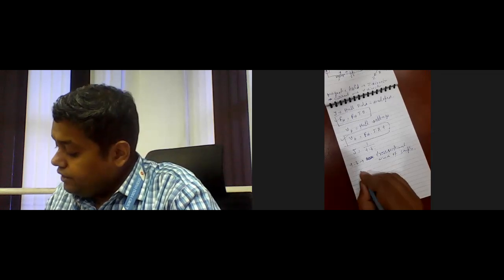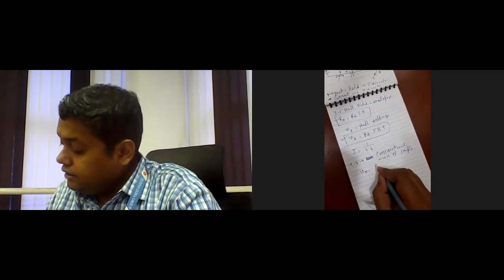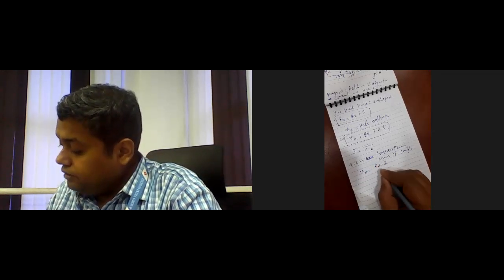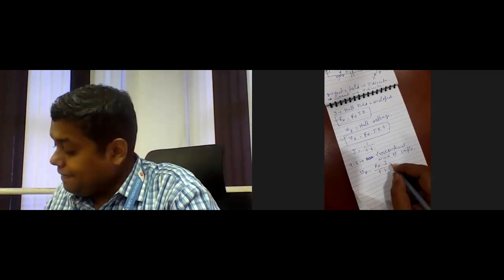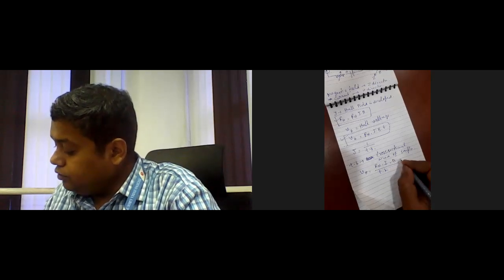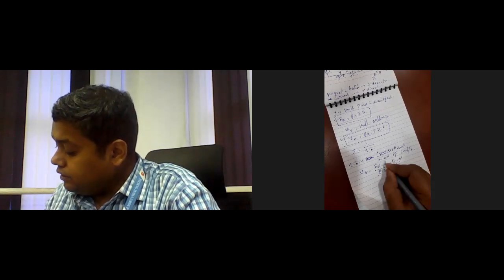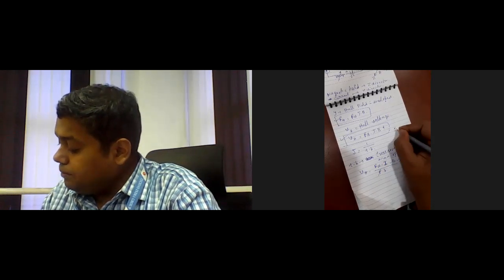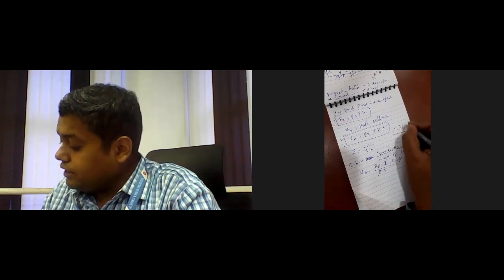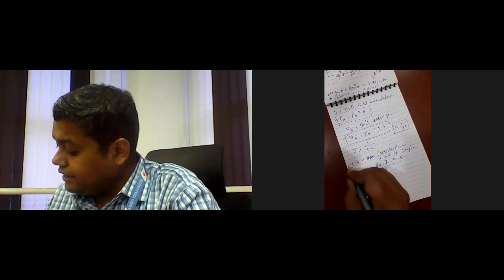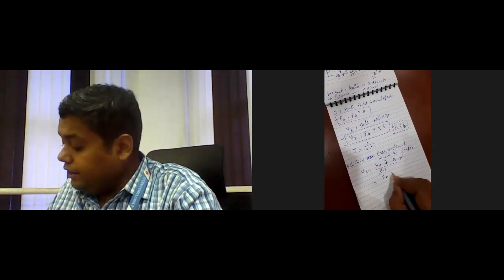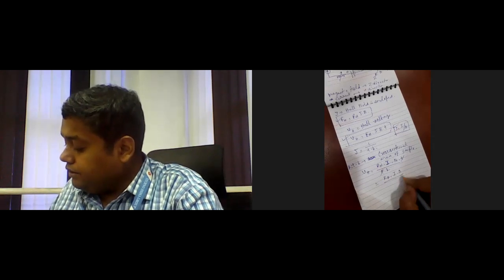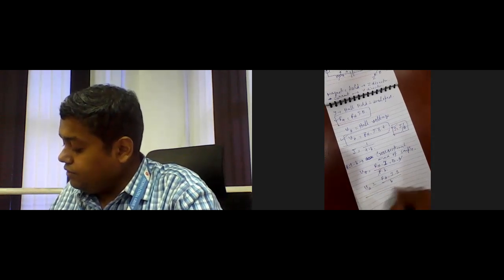The corresponding V_H is equal to R_H × I divided by tb, into B into t. So the t cancels out, because J is equal to I by A, where A means the cross-sectional area. So we get R_H × I × B divided by b. So this is the V_H.